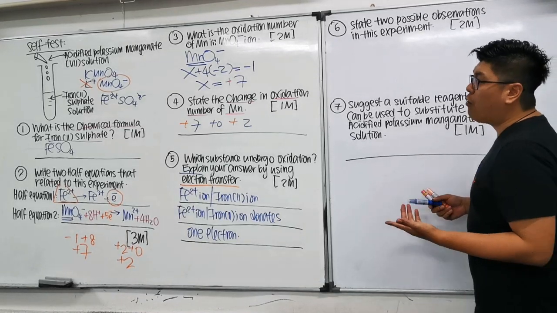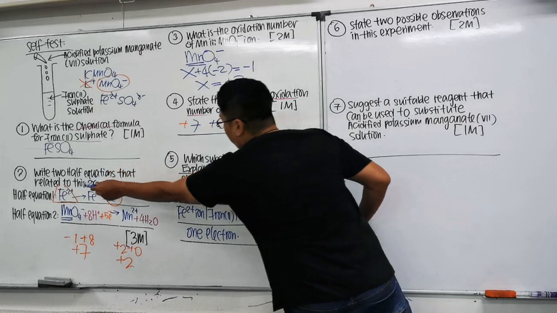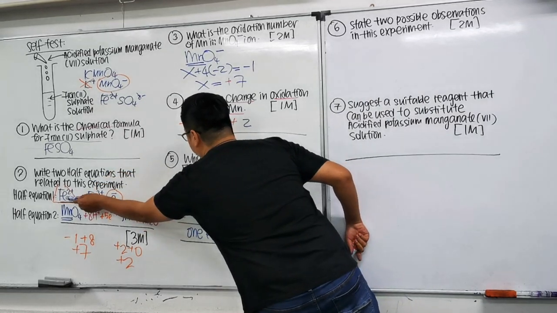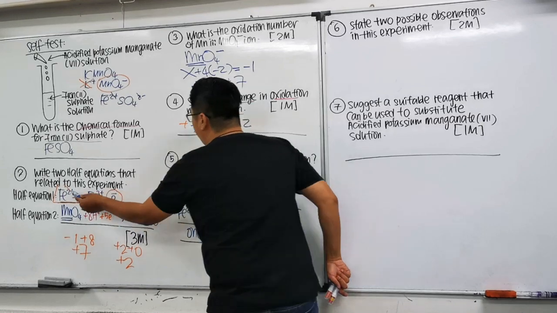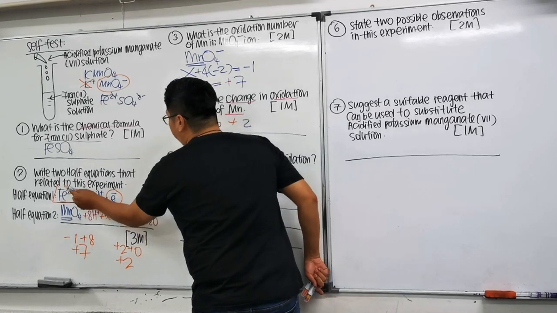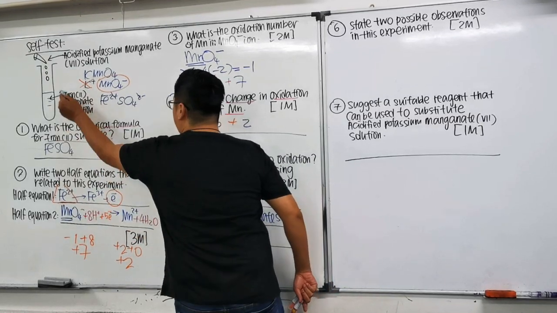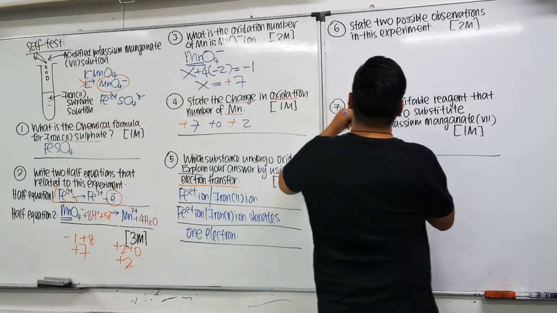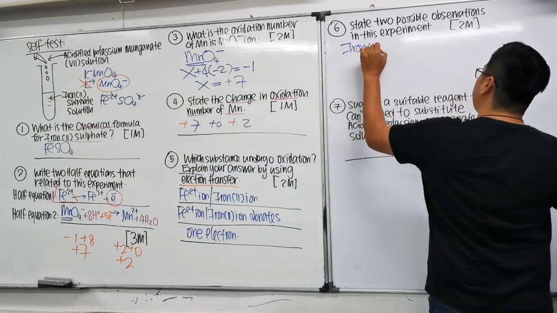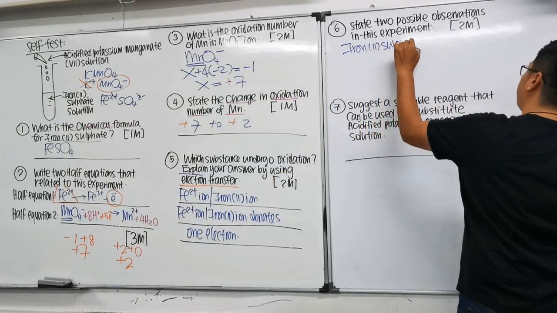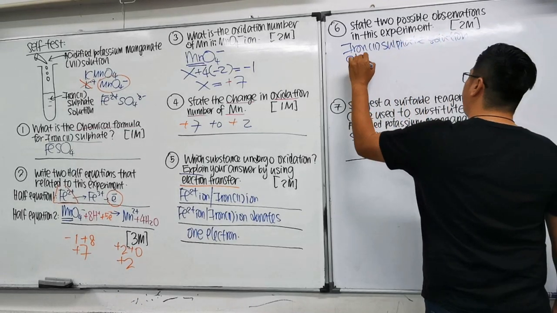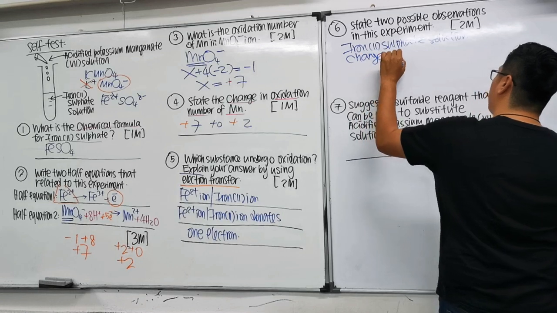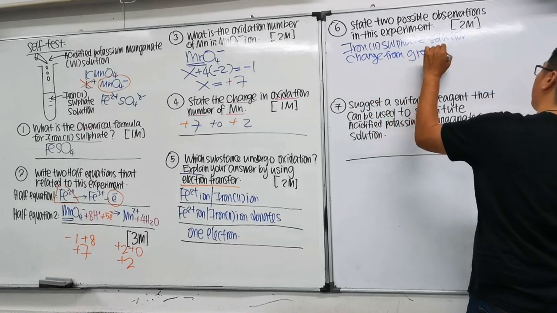First one, we can make a wild guess on this one. 2 plus to 3 plus. 2 plus is green, 3 plus is brown, green to brown. This green to brown happens on Fe2 plus. Who is Fe2 plus? Iron 2 sulfate. So you just write this: iron 2 sulfate solution changes from green color to brown color.